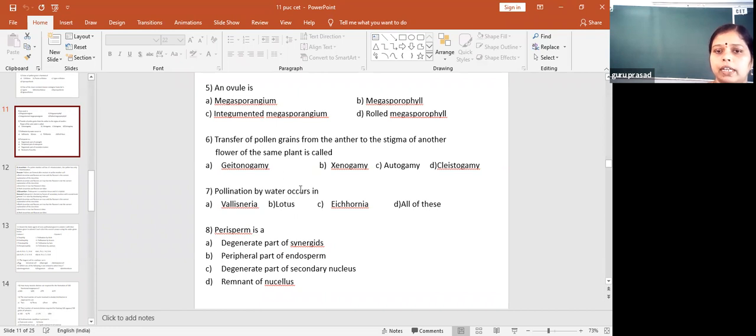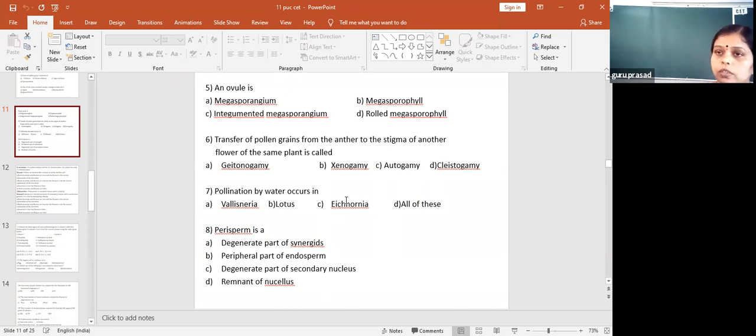Pollination by water occurs in Vallisneria, lotus, eichhornia, all of this. Look, Vallisneria, lotus, eichhornia, all are aquatic. Pollination that takes place by water is called hydrophily, and all are hydrophilous plants. What? Aquatic plants. So, even though they are aquatic, lotus and eichhornia will never involve in water pollination. They will either go for wind pollination, or pollination by insects, butterflies, birds, like this.